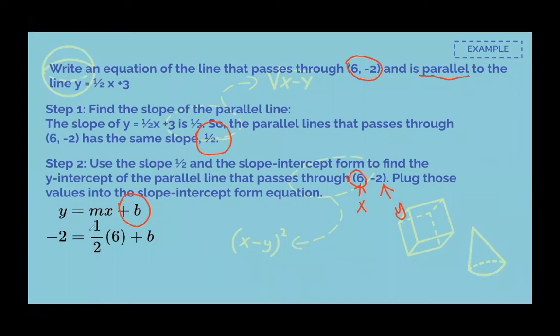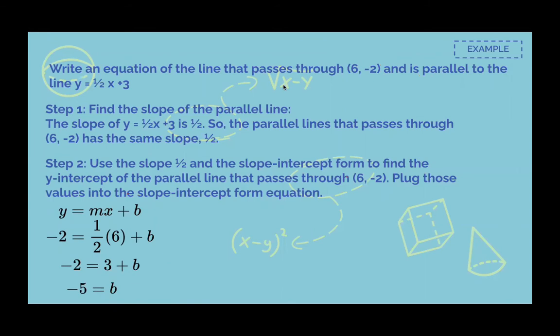And now you can go ahead and simplify this. 1/2 times 6 is just 3. So you're left with -2 equals 3 plus b. Go ahead and isolate b to find your y-intercept. So you just subtract 3 from both sides and you get that b equals -5.